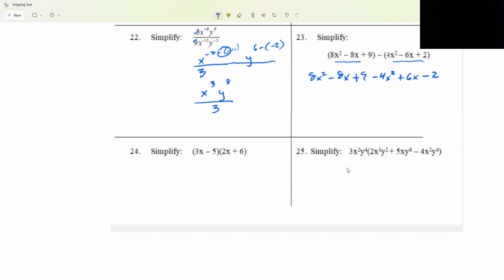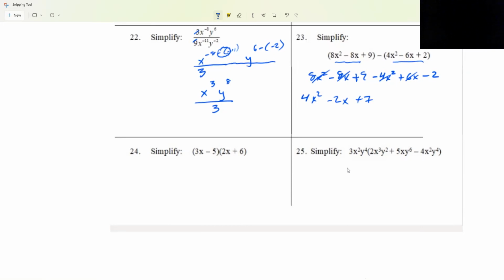Now I'm just going to combine stuff. So I got 8 minus 4 is 4x squared. That takes care of those two. Negative 8 plus 6 is negative 2x. That takes care of those two. 9 minus 2 is going to give you plus 7. You're done.